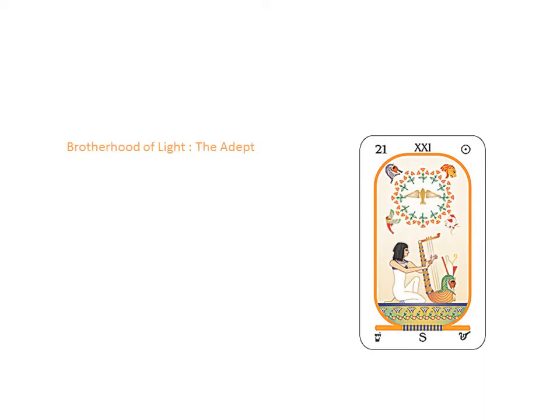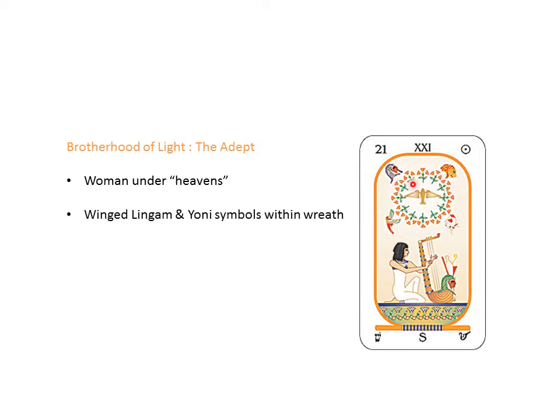Now, this is the Brotherhood of Light card by C.C. Zain, at the light.org. You can go there. They called this the Adept because once you get here, we have a very Newt kind of character standing under the heavens. But these aren't actually heavens. They're winged lingams and yonis within the wreath. So it's showing the generative nature of the world. It's showing the basic reproductive systems.